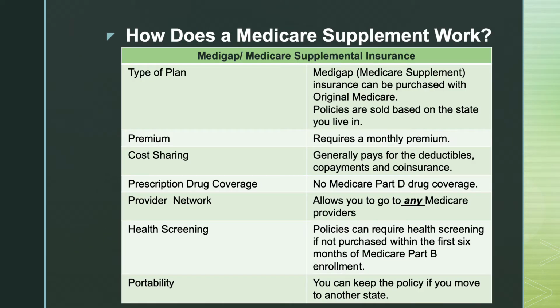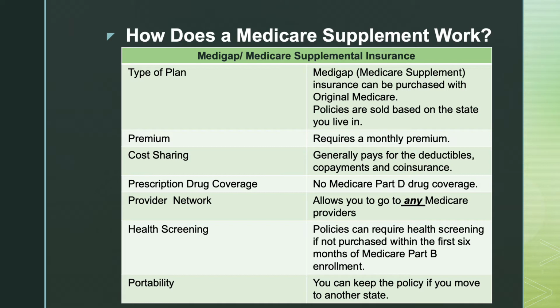If you decide to enroll in traditional Medicare, you will want to consider purchasing a supplemental or gap plan to cover out-of-pocket costs not covered by Medicare. This slide gives you a brief overview of how a Medicare supplement plan works. Supplement policies vary by state, and you can use the resource list we have provided and call the number to see the policies that are available in your state.